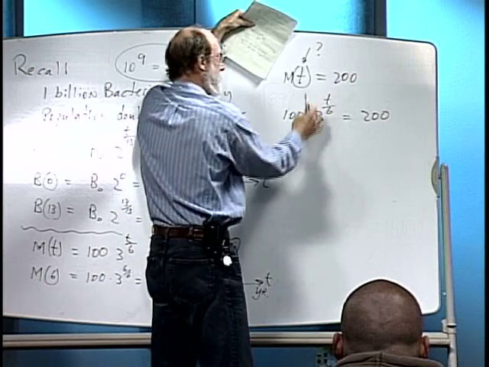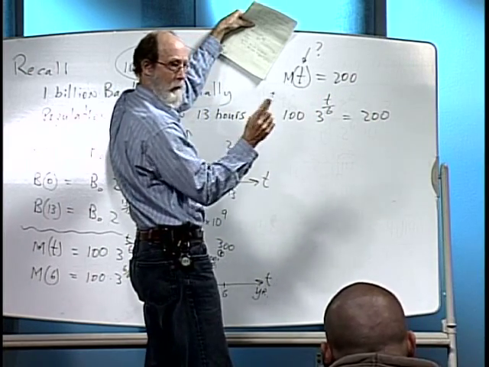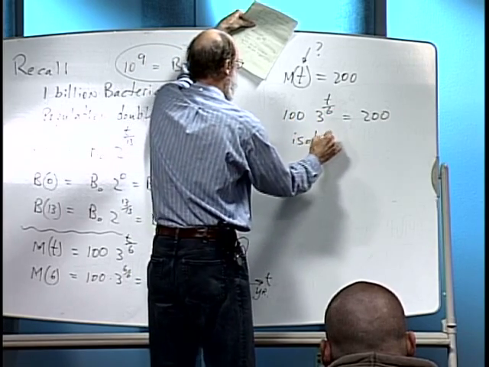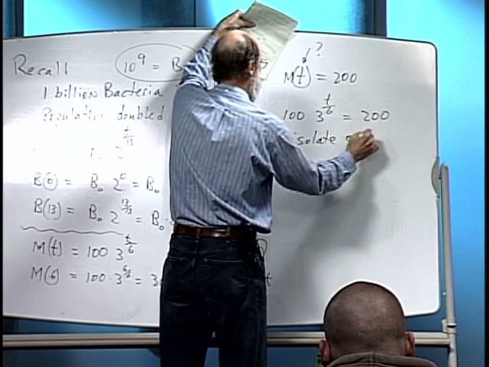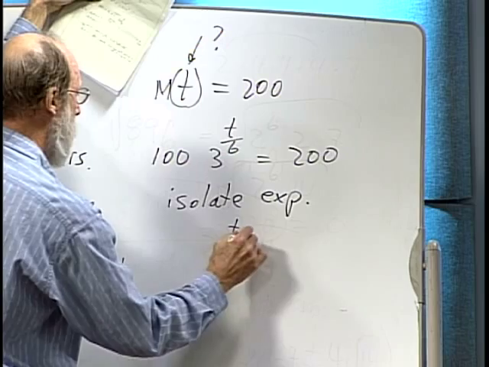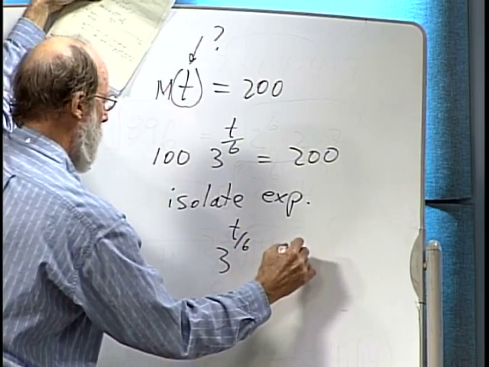So, first step, somebody near the back of the room. Divide both sides by 100. Why do you suggest that we divide both sides by 100? Don't you want to get t by itself? We want to isolate the exponential. Okay, so when you write an exponential equation, you want to now isolate the exponential. So we divide both sides by 100, so we get 3 to the t over 6 is equal to 2.